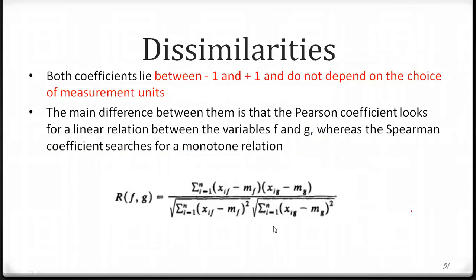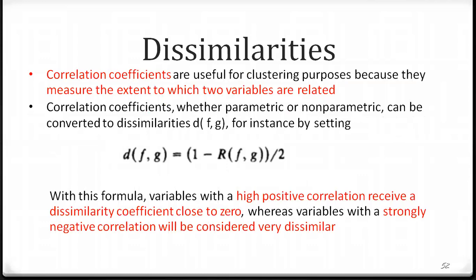The formula to calculate it is r(f,g), where f and g are the two variables: the summation of (x_if minus m_f) times (x_ig minus m_g), divided by the square root of the summation of (x_if minus m_f) whole square times the summation of (x_ig minus m_g) whole square. When you apply this formula, you'll be able to identify the coefficients.